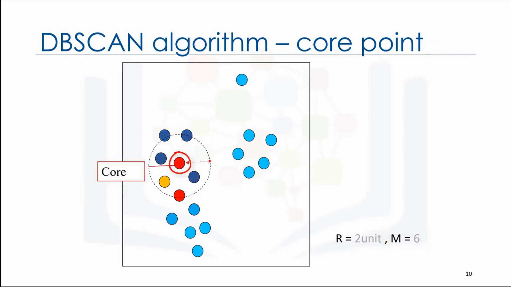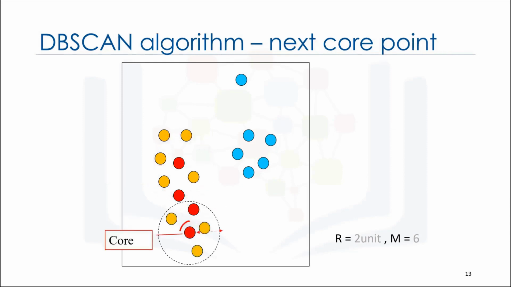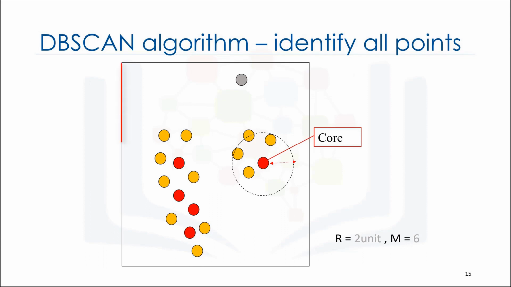We continue with the next point. As you can see, it is also a core point. And all points around it which are not core points are border points. Next core point, and next core point. Let's pick this point. You can see it is not a core point, nor is it a border point. So we label it as an outlier. What is an outlier? An outlier is a point that is not a core point and also is not close enough to be reachable from a core point. We continue and visit all the points in the dataset and label them as either core, border, or outlier.